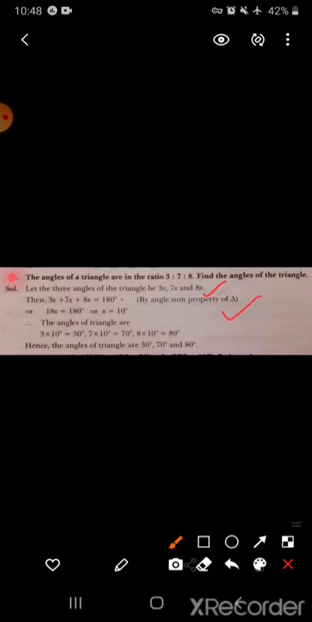Now the sum of these: 7 plus 3 is 10, plus 8 is 18. So 18x is equal to 180 degrees. From here we get the value of x as 10 degrees on dividing 180 by 18. Therefore, the respective angles of this triangle are 3 into 10, 30 degrees, 7 into 10, 70 degrees, 8 into 10, 80 degrees. Hence, all three angles of the triangle are 30 degrees, 70 degrees and 80 degrees.